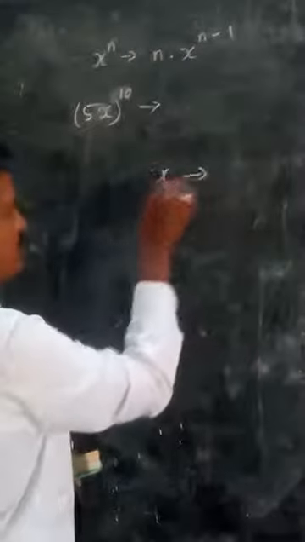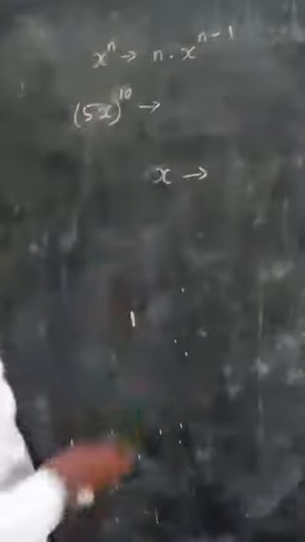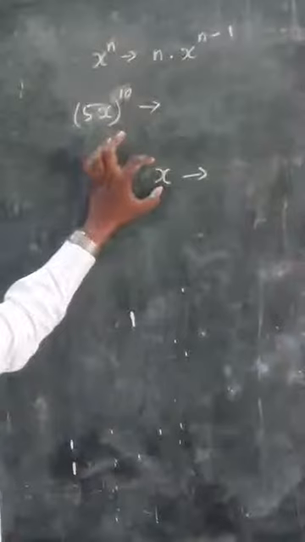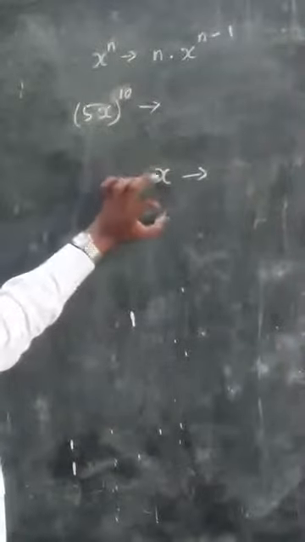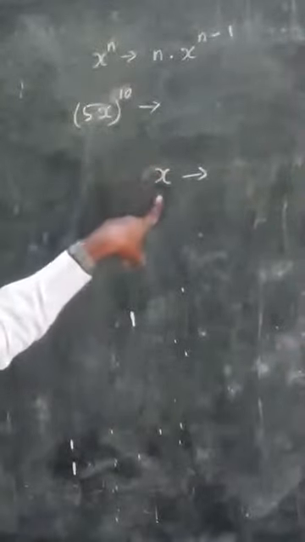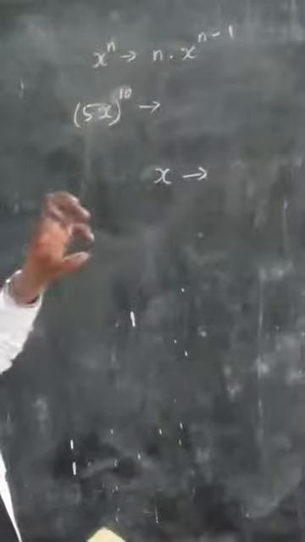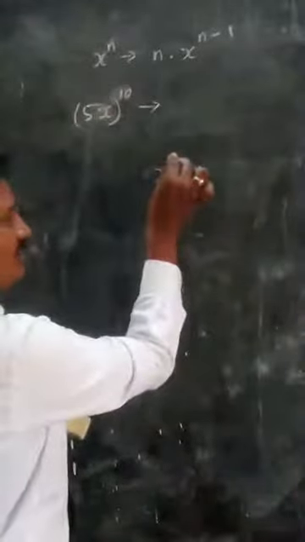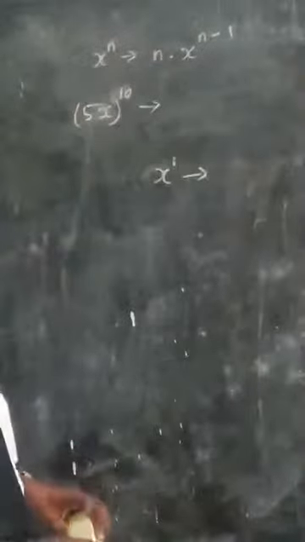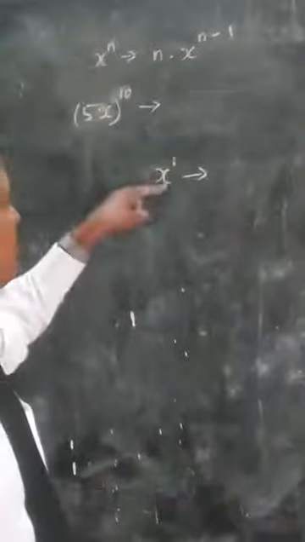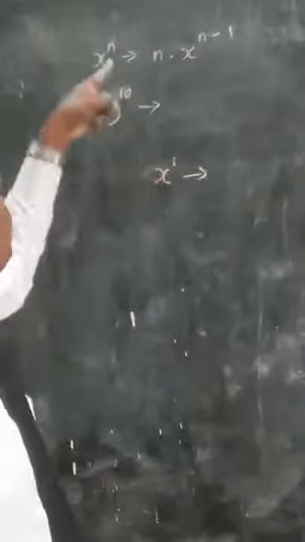What is the differentiation of x? Which formula do I have to apply to find the answer for the differentiation of x? Can I use the x to the power of n formula here? If so, what is the value of n? There is no power, so I have to think 1 is present there. Yes or no? x power n, here it is x power 1. So use this formula now.